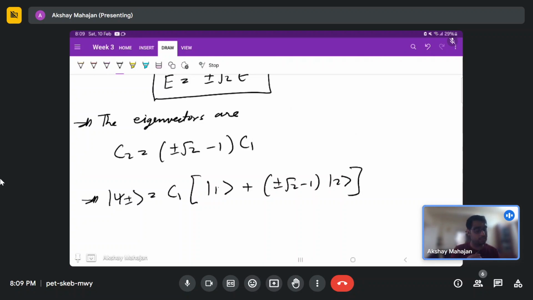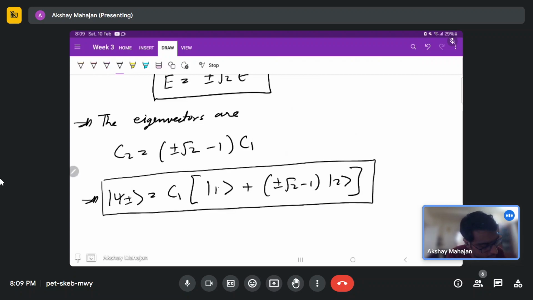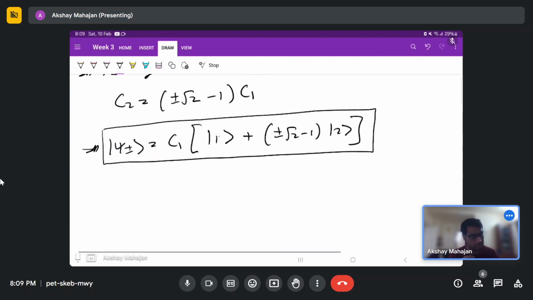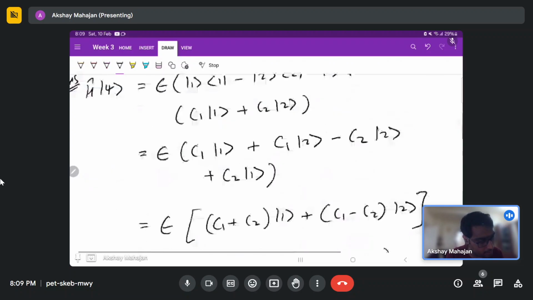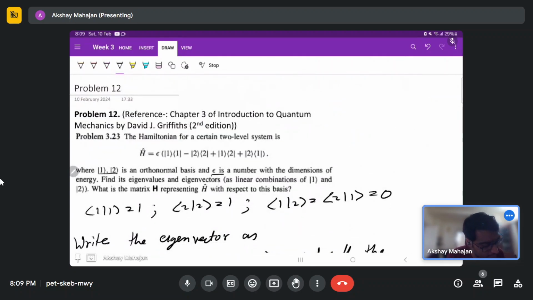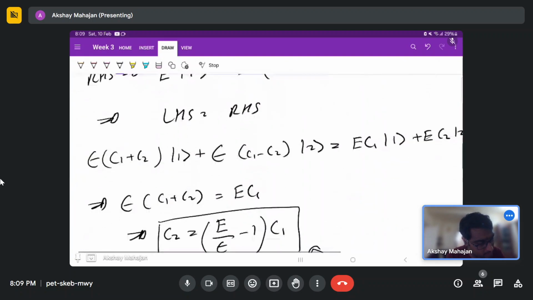So these are going to be our eigenvectors. And you can find the C1 value by normalization. Since we are already out of time, I will not solve it completely here. But basically, if you want to find the matrix H, the other thing we have to do is find the matrix representing H cap in the respective bases.